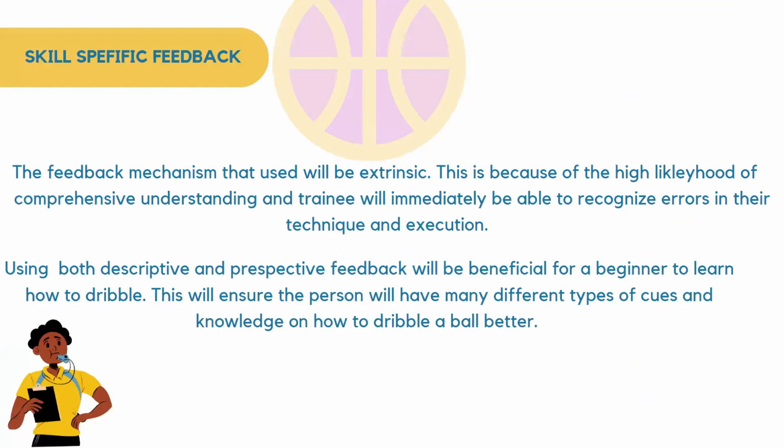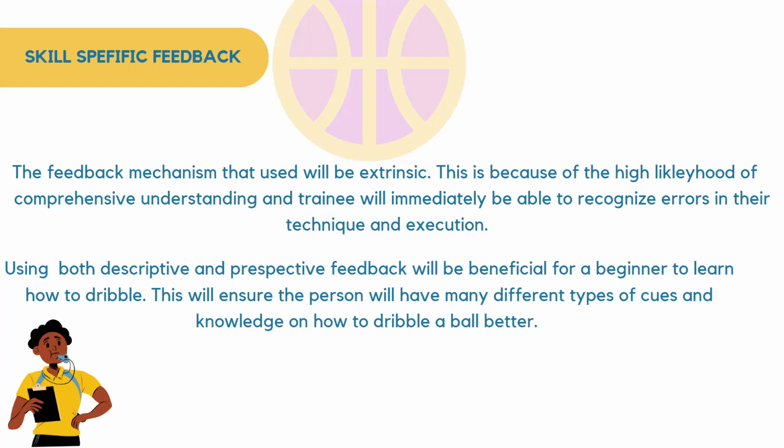As for the skill specific feedback, the feedback mechanism that will be used will be extrinsic. This is because of the high likelihood of comprehensive understanding. The trainee will immediately be able to recognize errors in their technique and execution. Game tape is a very big one that I used personally when I was a beginner, and it's something that I've used for a lot of clients as well. People being able to see their own mistakes and where to correct them, when it's actually them that they're seeing, it's very important.